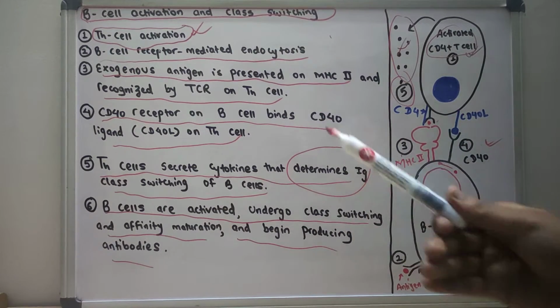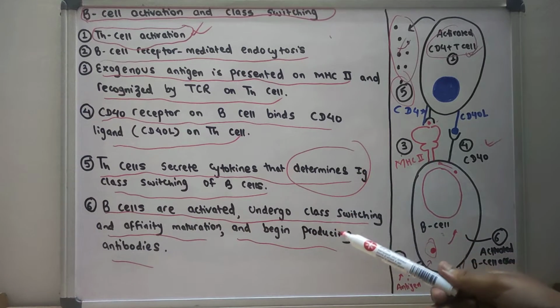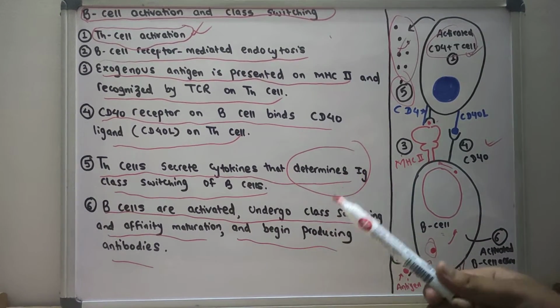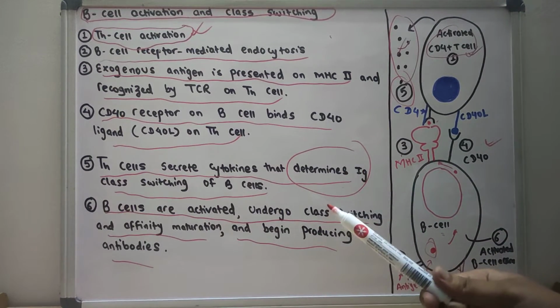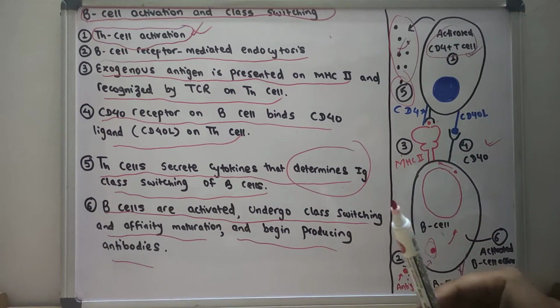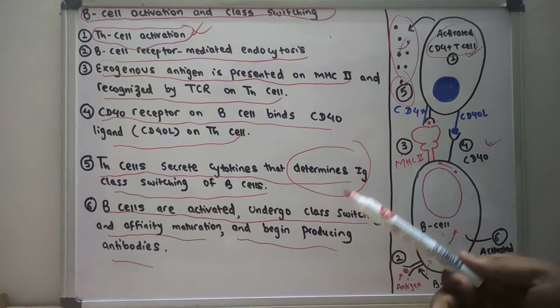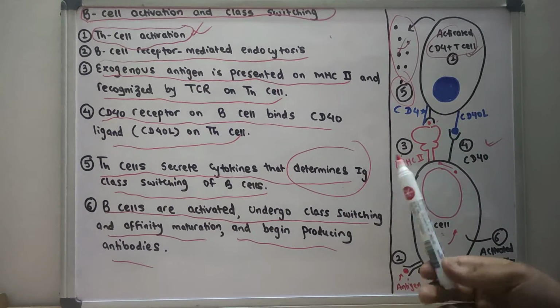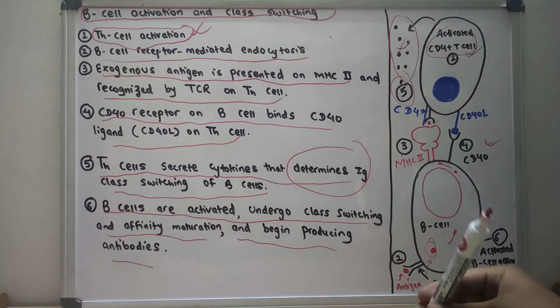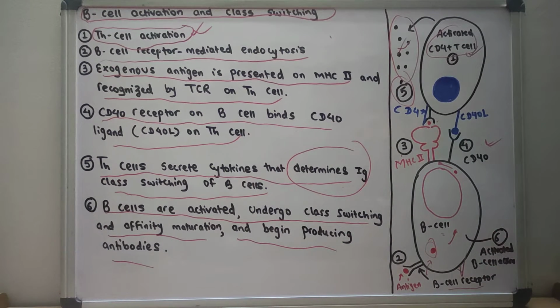In the fourth step, the CD40 receptor on the B cell binds to the CD40 ligand on the T helper cell, and in the fifth step, the T helper cell secretes cytokines that determine the immunoglobulin class switch of the B cells. The B cells are activated, undergo class switching and affinity maturation, and the activated B cells produce the antibody.